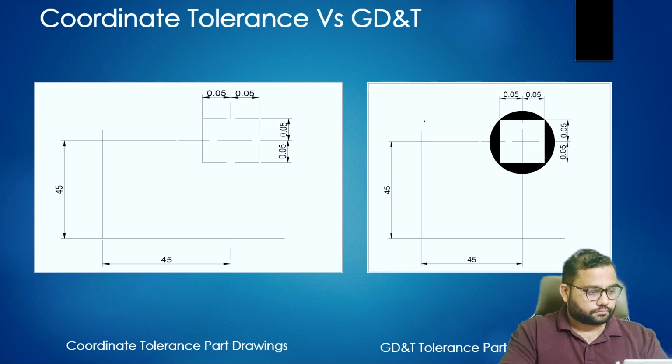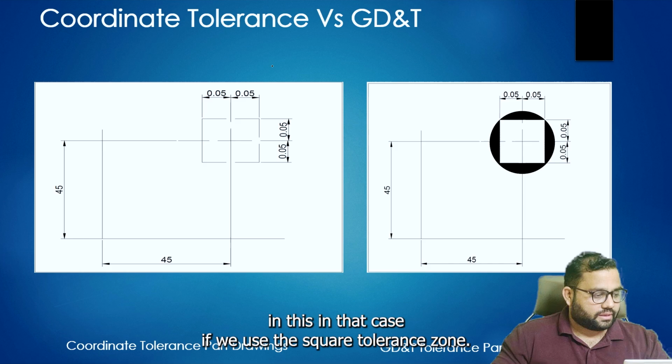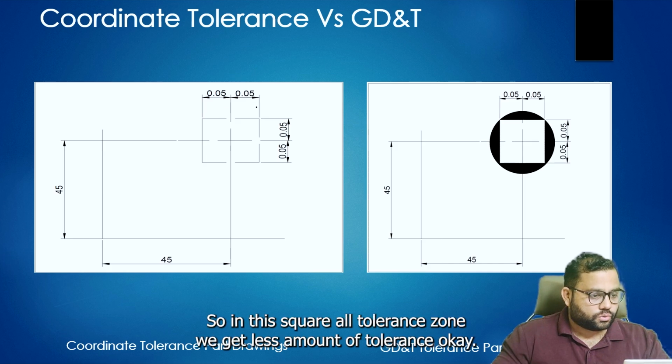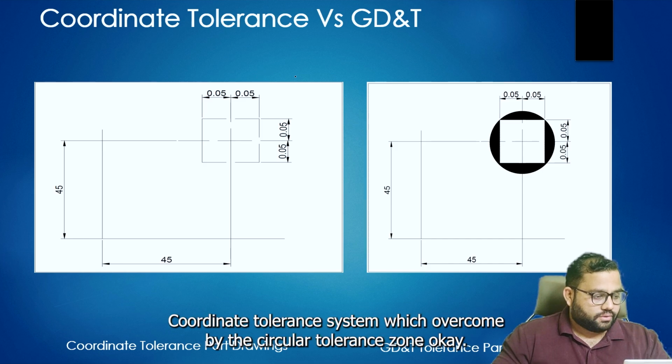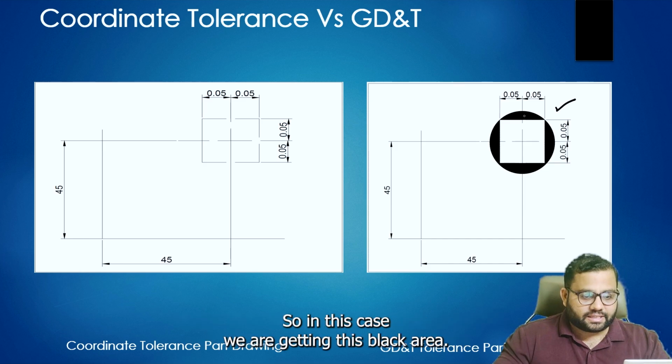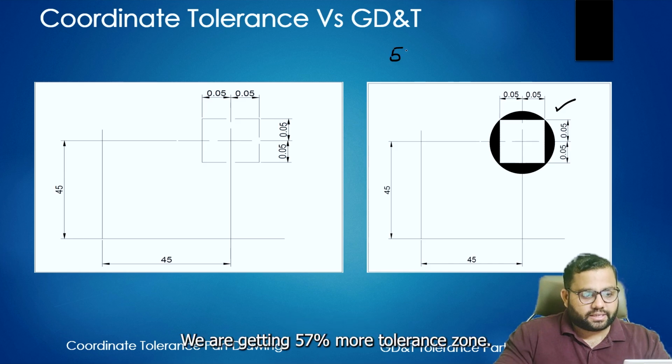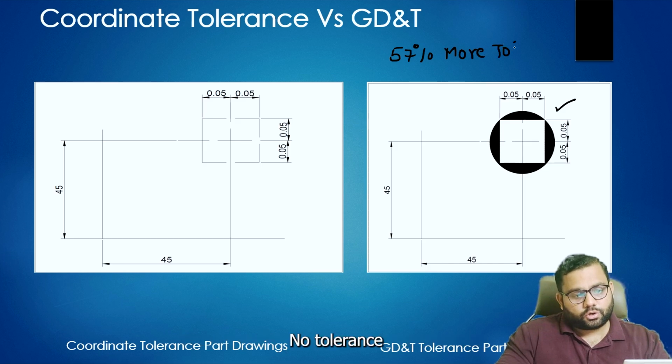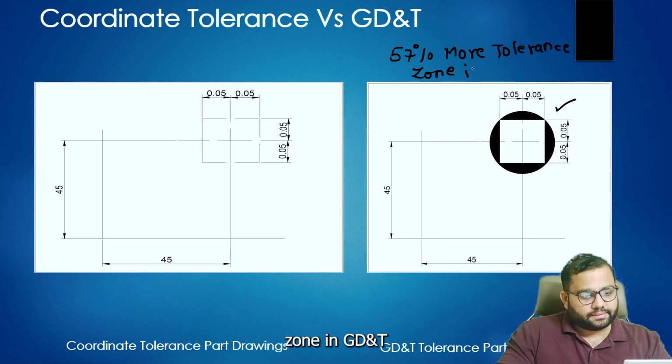Now similarly, if we use the square tolerance zone, we get a smaller amount of tolerance. The coordinate tolerance system is overcome by the circular tolerance zone. In this case, you can see this black area, where we get 57% more tolerance zone in GD&T.